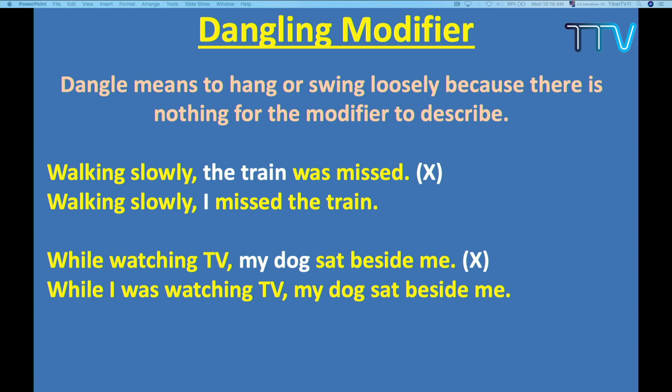So the correct one is, walking slowly, I missed the train. Now it makes sense. Walking slowly. Now who is walking slowly? I. Because of that, I missed the train. So this is the correct one.